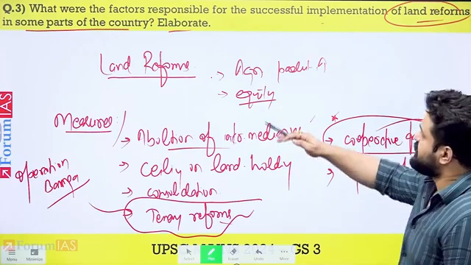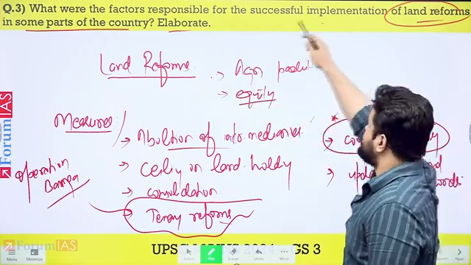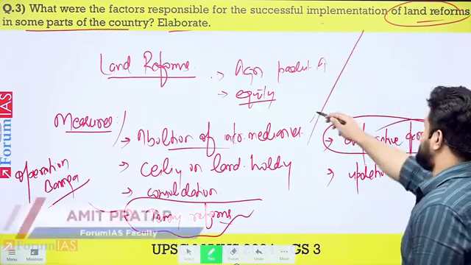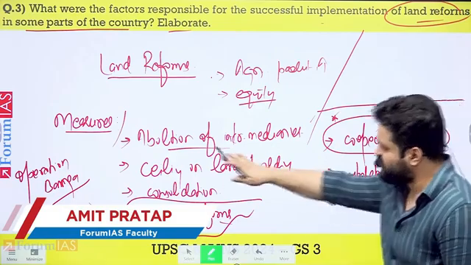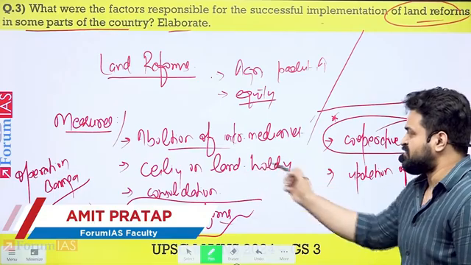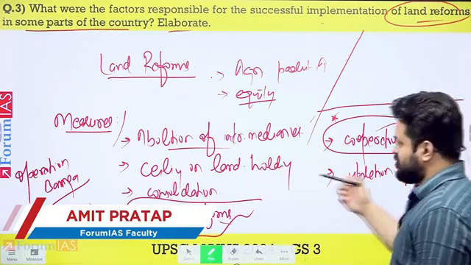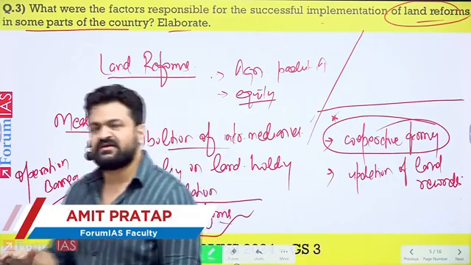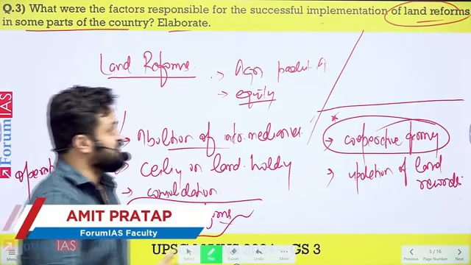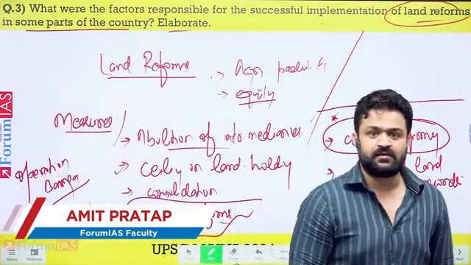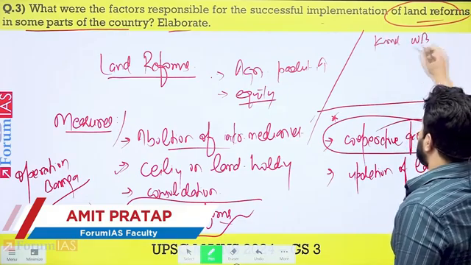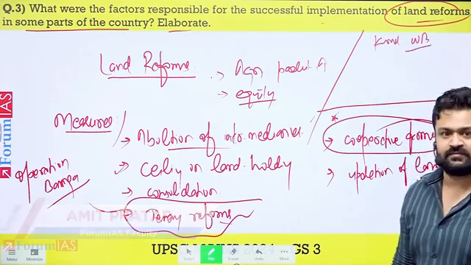But the question was, what were the factors responsible for successful implementation? The factors responsible for successful implementation are actually the factors responsible for the failure also. For example, tenancy reforms and ceiling on land holding have been a failure at the pan-Indian level because of lack of political will. But in some areas, political will was there. So successful implementation in Kerala and West Bengal has been because of political will.